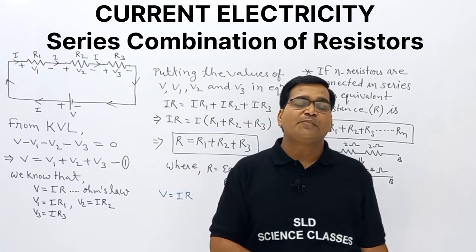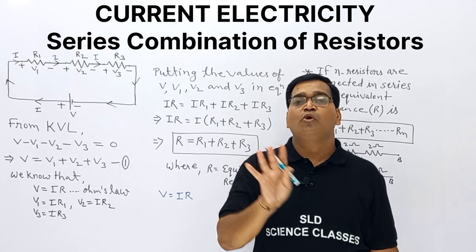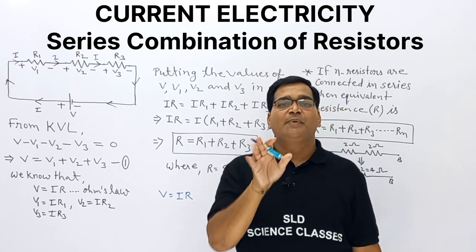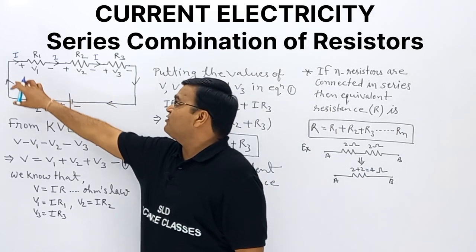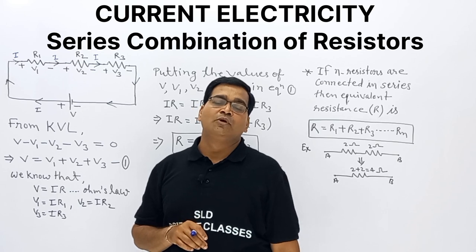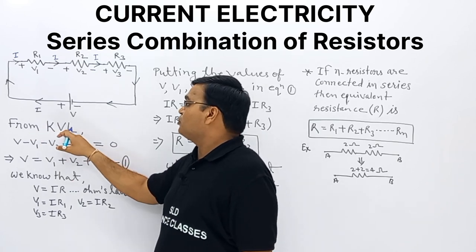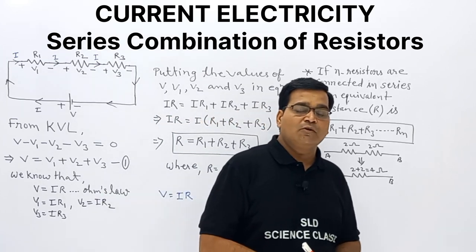Kirchhoff's current law is applied for the node or junction, but Kirchhoff's voltage law is applied for the closed loop, closed path, or we can say closed circuit. So this one is the closed loop, so we can use Kirchhoff's voltage law to find the equivalent resistance. How? First we should know what Kirchhoff's voltage law is.